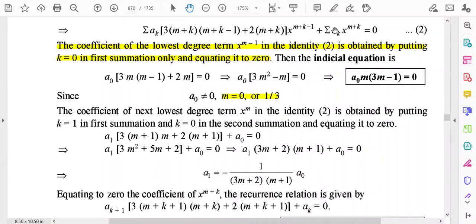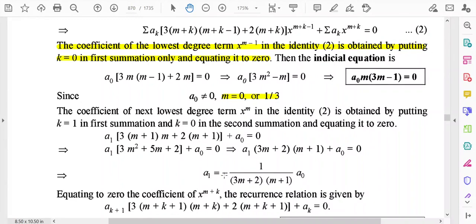And in the second term, if we want to calculate the coefficient for x to the power m, then we have to put k is equal to 0. So after putting k is equal to 1 in the first summation and k equal to 0 in the second summation and equating it to 0, we will obtain this equation. And from this equation, we will obtain a relation between a1 and a0.